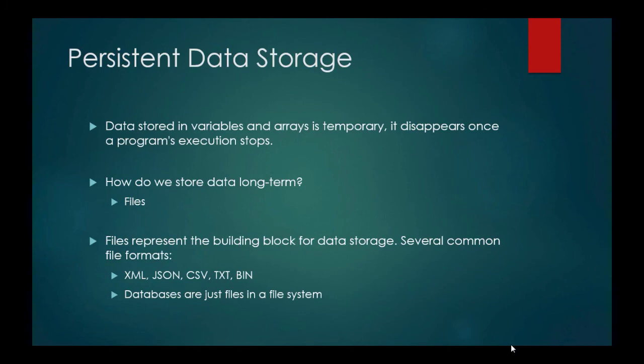Files are the building block for data storage. There are some very common file formats, and if you're going to go into a lot of web development, you'll see XML and JSON. You'll see CSV quite a bit in general programming applications. You might see text, and you might even see binary. At the very core, a file is a binary file. We just use those ASCII characters in order to be able to see the content itself. Databases, we store a lot of information in databases. A lot of systems are run because of databases, and databases are just files in a file system. How those files are structured and organized and searched makes a big difference, but they're just files nonetheless.